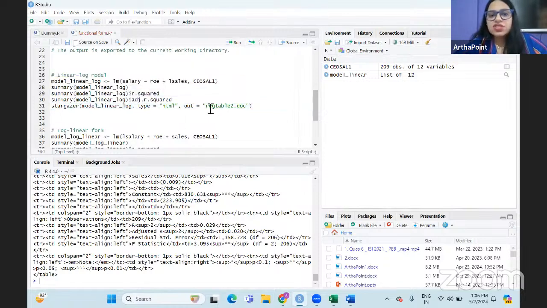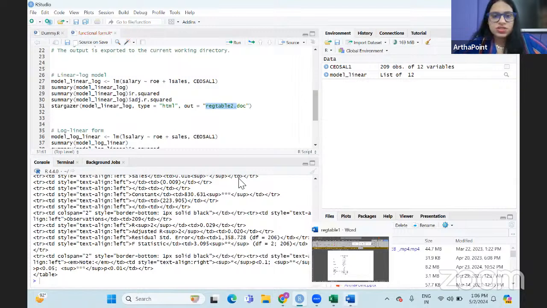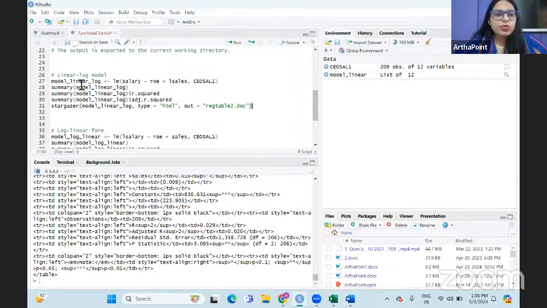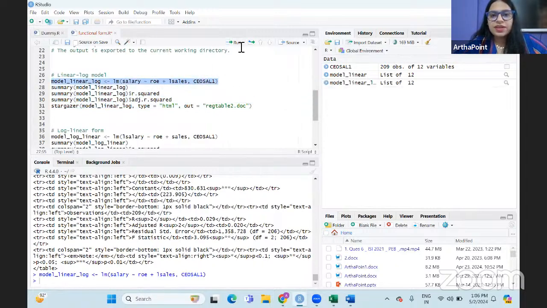And here I've just changed the name of the doc file and I have named it regtable2. Okay? So now what I am doing, I'm going to run this command, beta. So first I will run this. When I run this, look, here linear model one log has been created.